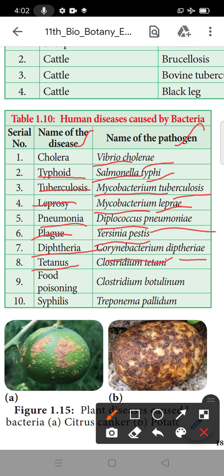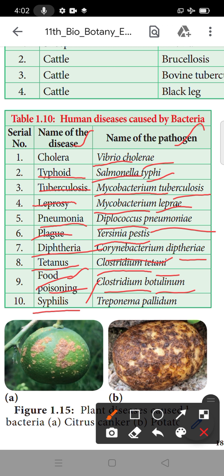What is the name of the bacteria? It is Clostridium tetani. Okay. The next one is food poisoning. What is the name of the disease? Food poisoning. What is the name of the pathogen? Clostridium botulinum. The next disease is syphilis.